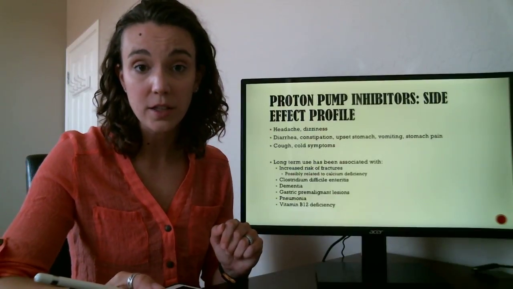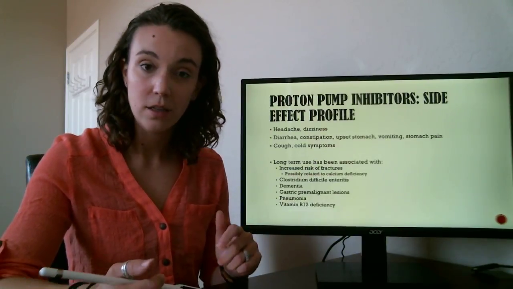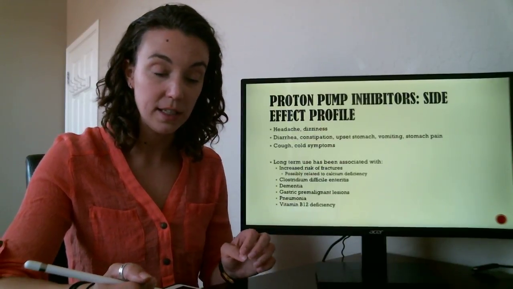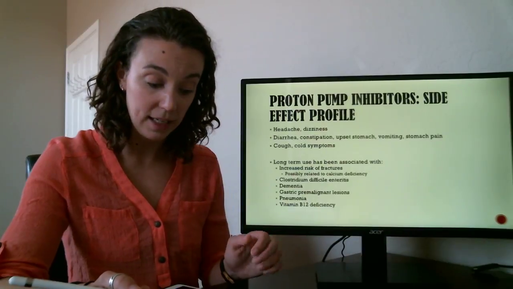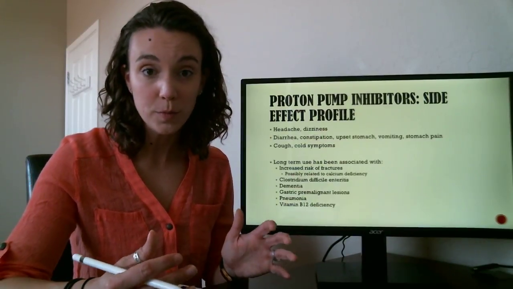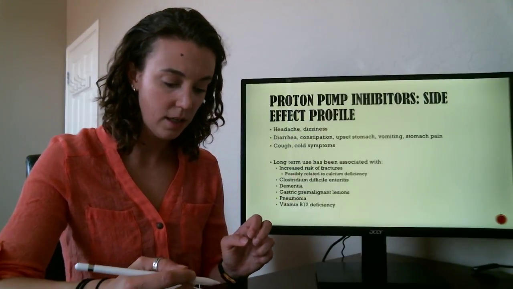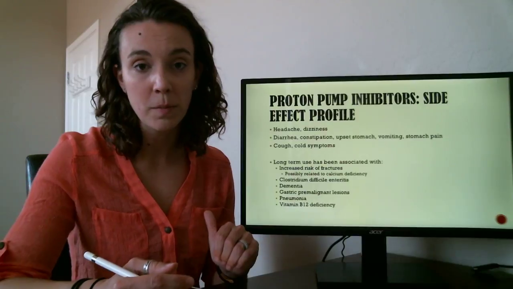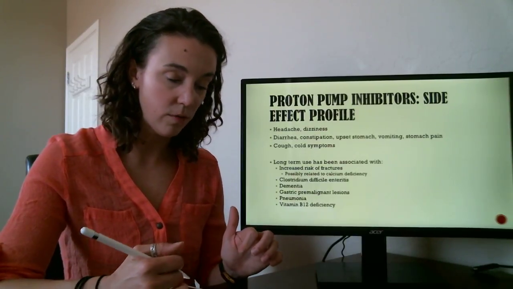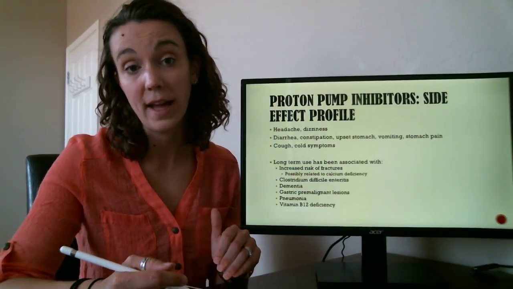So the side effects of our proton pump inhibitors can include headaches and dizziness, some GI symptoms such as diarrhea, constipation, an upset stomach, vomiting, or stomach pain. Sometimes you can have some cough and cold symptoms, though most people do tolerate PPIs pretty well, and you don't see all that many side effects. Long-term use of proton pump inhibitors is also associated with a few things, somewhat related to the changes that they cause in the system because of the lack of acid.